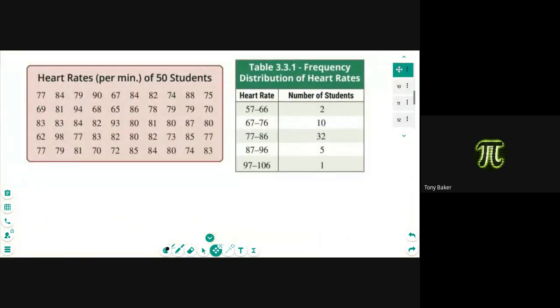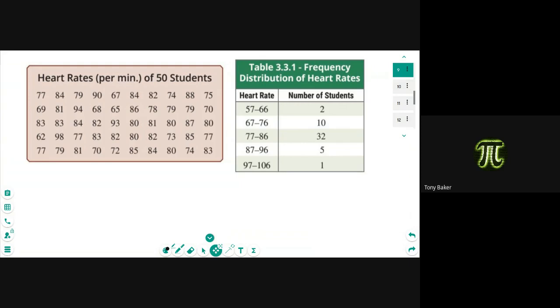So when we looked at this one, my lowest number was 62, and we also didn't have anything that goes up to 106 in here either. So they rounded them to make them a little bit easier, and notice what they did. They went from 57 to 66. They basically made each class 10.